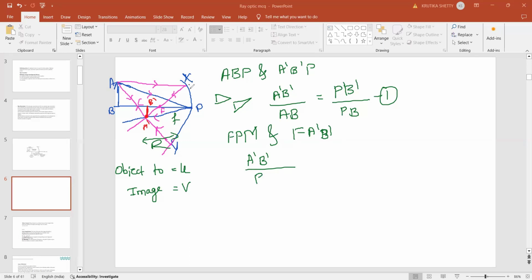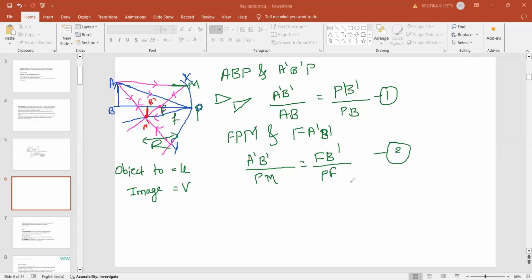So, M is the incident ray point I mentioned in the first figure. M, F, B. This is M, this is F, this is P. A dash B dash divided by PM is equal to F B dash divided by P F, divided by PM. Okay, I'll make this equation 2.